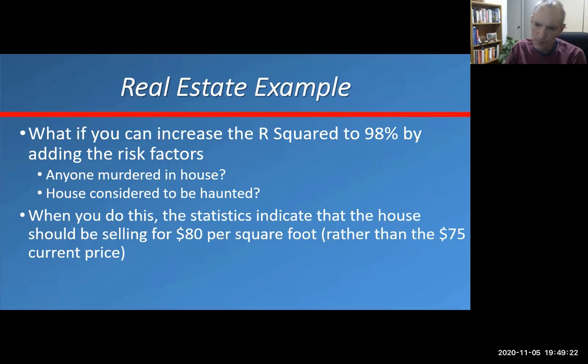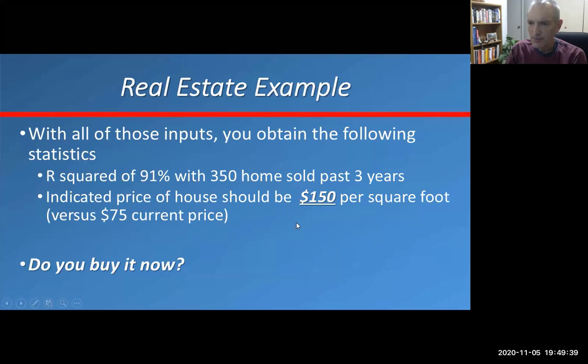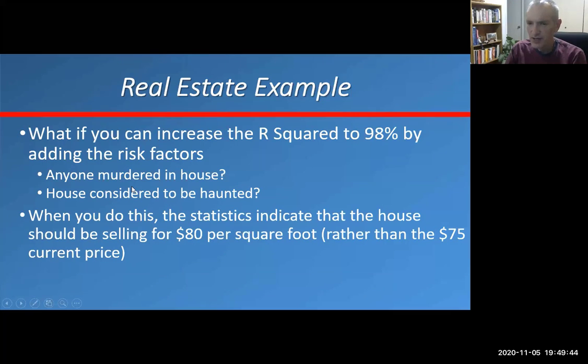Well, that's pretty critical because you may not care about these 2 items. You may not care if someone's been murdered in the house. You may not believe houses are ever haunted. For you, you're getting a $150 house for 80 bucks per square foot, right? If you leave out those last 2 factors you don't care about, it's worth 150. But if you put them in, it's worth 80. If you don't care about them, you're getting a great deal. You're buying a $150 house per square foot for 75. I might have said 80, but for 75, you're getting a 50% deduction on your price.